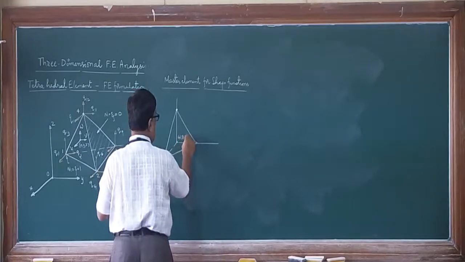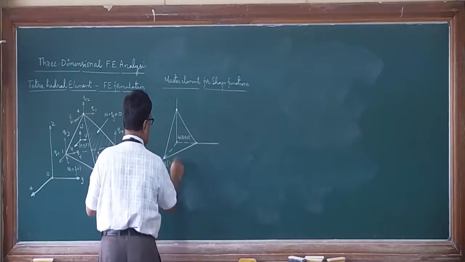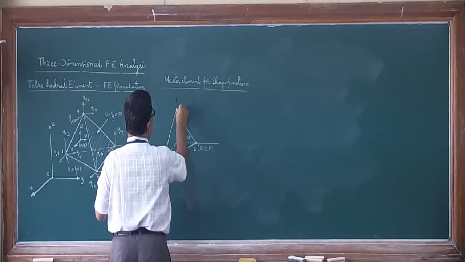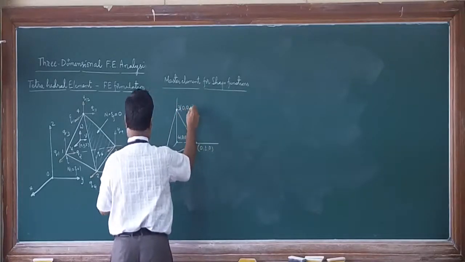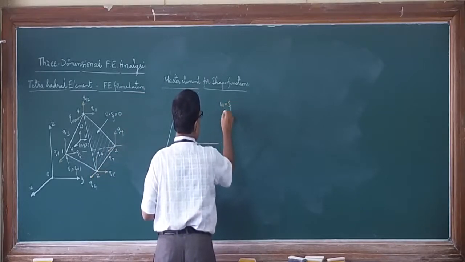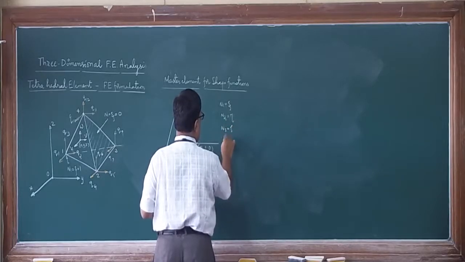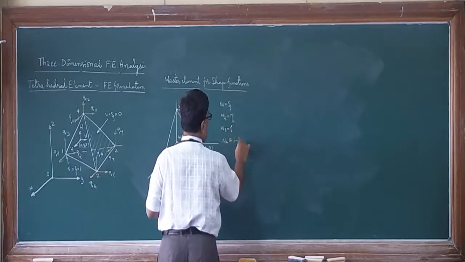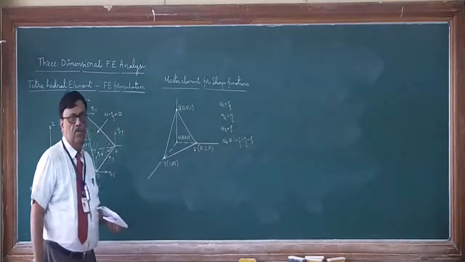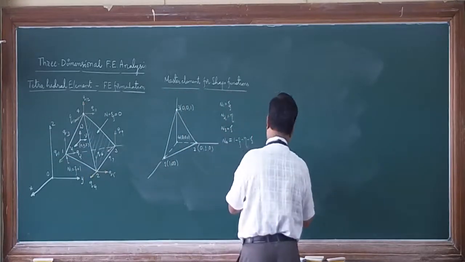This is the origin, the 4th node. When it comes to node 1, it is 1, 0, 0. When it comes to node 2, it is 0, 1, 0. When it comes to node 3, it is 0, 0, 1. And you already know the shape functions n1, n2, n3, and n4 is 1 minus the others. This is going to be the formulation that you are going to get.